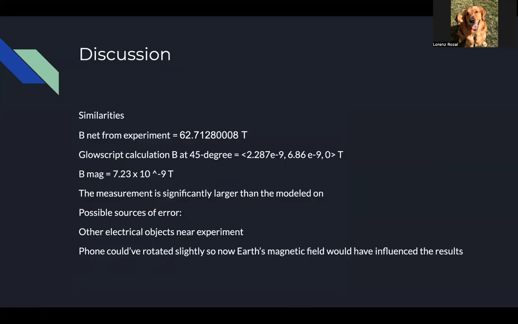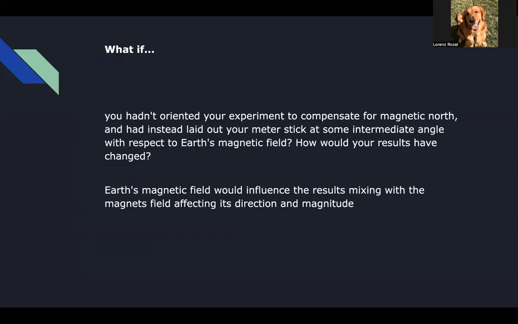Obviously from the experiment, we found that the magnetic field was quite a bit too big, and our GlowScript calculation at the 45-degree angle had a magnitude that's just much smaller. I think some of the possible sources of error were other electrical objects near the experiment, and the phone could also have rotated slightly. Now, the Earth's magnetic field would also have influenced the results.